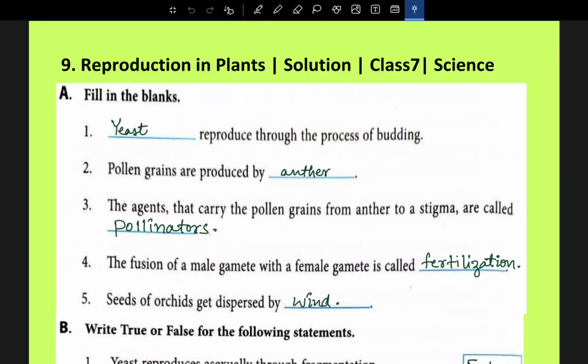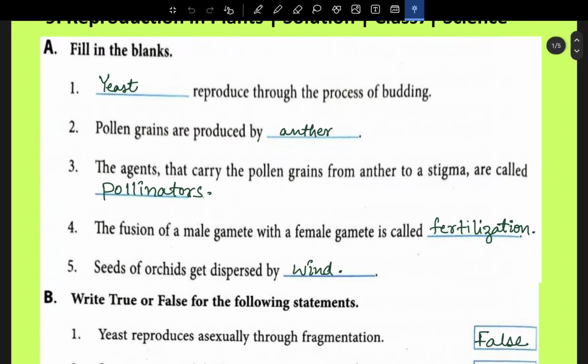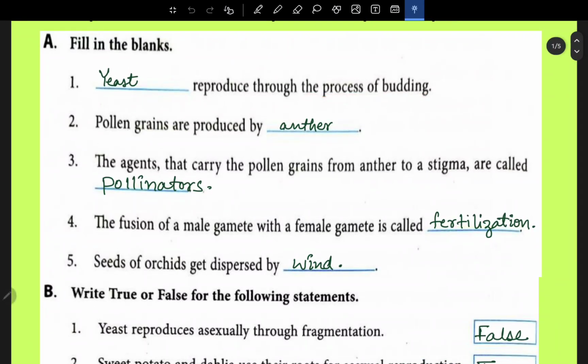Learners, this is chapter 9, reproduction in plants. Solution, class 7 science, fill in the blanks. Yeast reproduces through the process of budding. Pollen grains are produced by anther.